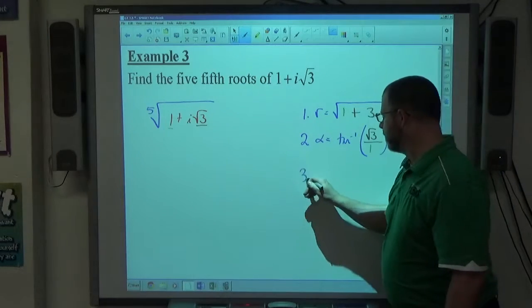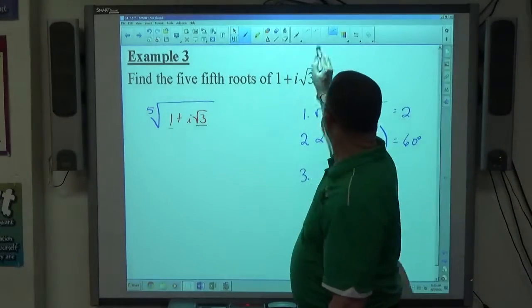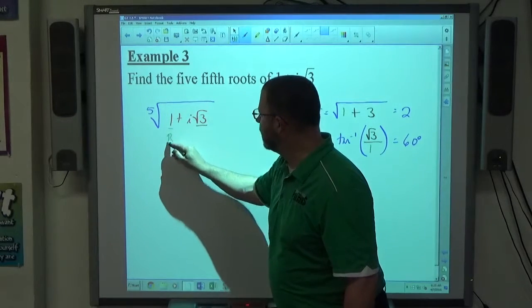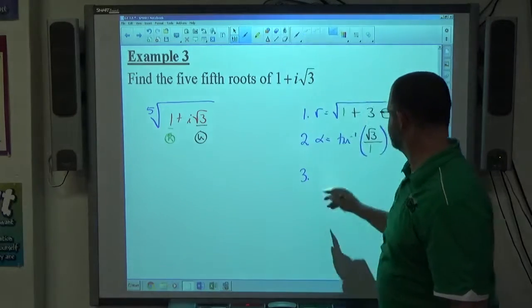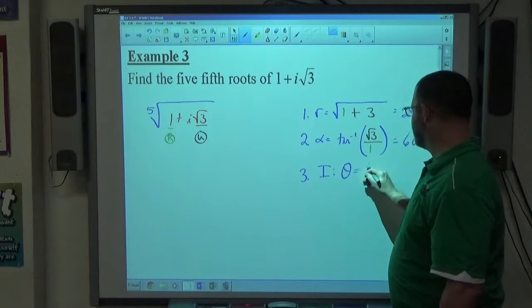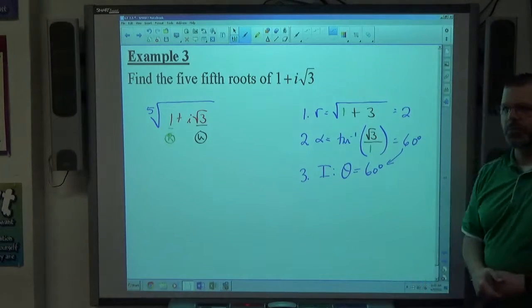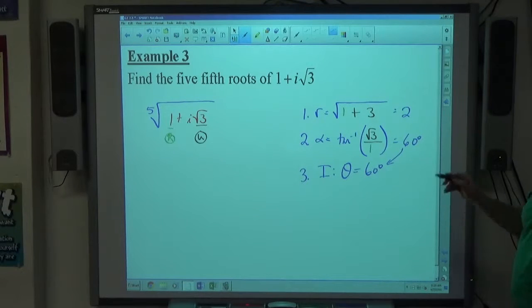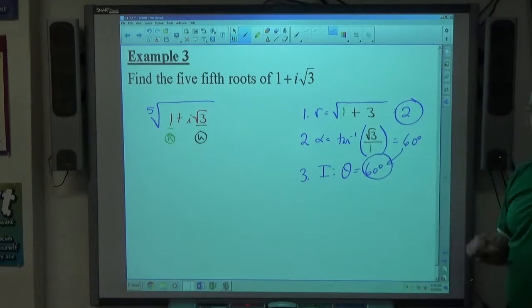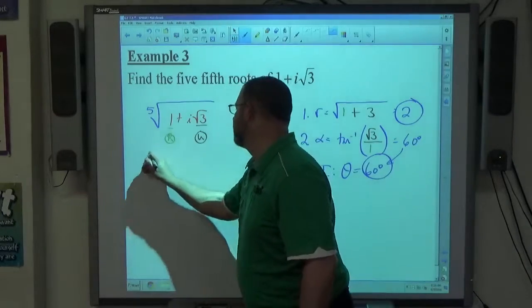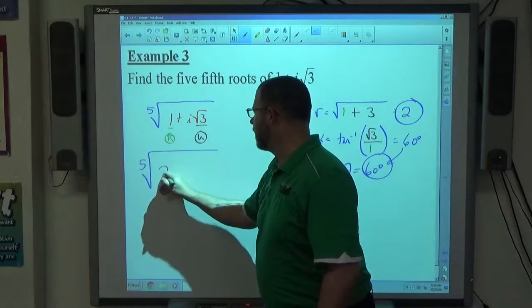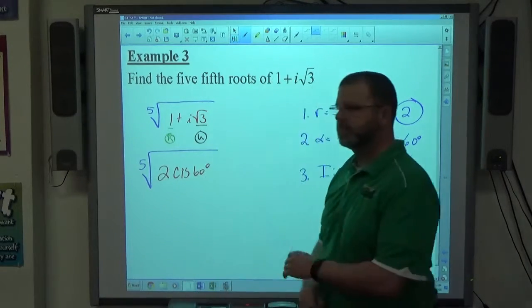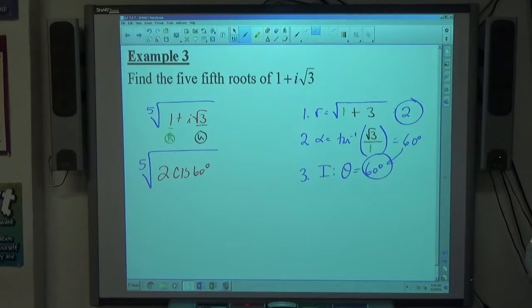Step 3, we want to find theta based on a quadrant. A positive 1 takes me to the right, and a positive square root of 3 takes me up. If I'm going both right and up, that's the first quadrant. In the first quadrant, theta is equal to alpha. So just transfer alpha down there. So the trigonometric form of our number is going to be 2 CIS 60. So I'm going to add the 5th root, and I'm changing my standard form here to 2 CIS 60. That's job 1.